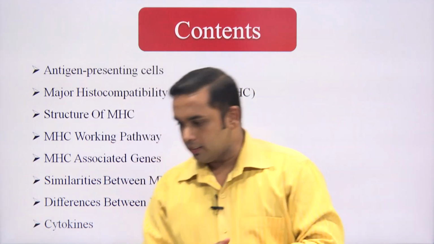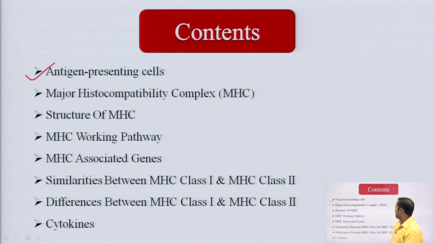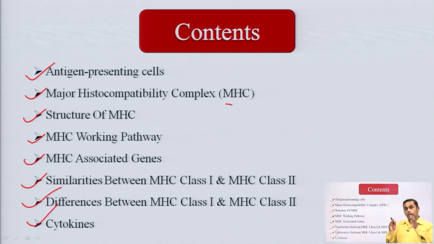So, the things I am going to discuss with you are the antigen presenting cell, then MHC, that is major histocompatibility complex, then its structure, how it actually works, various genes associated with MHC, what the similarities are between the two different classes of MHC, class 1 and class 2, what the differences are, and how cytokines take a big role in your immune system.